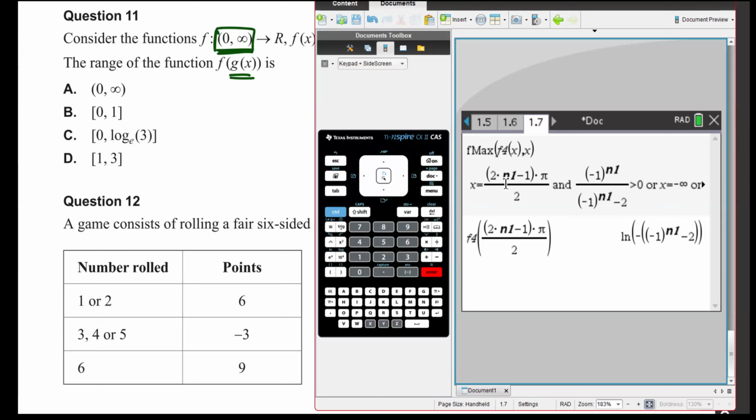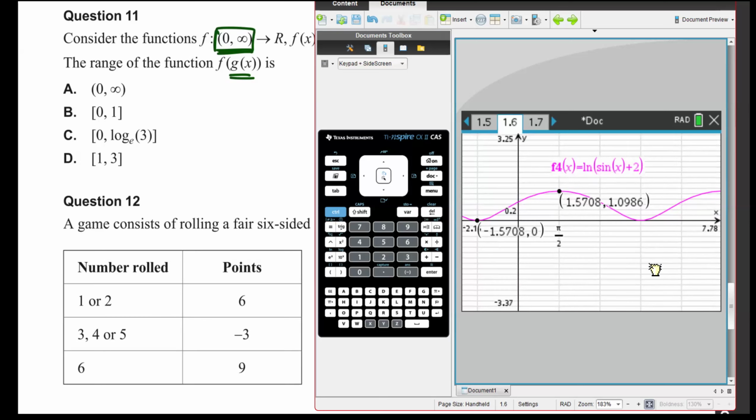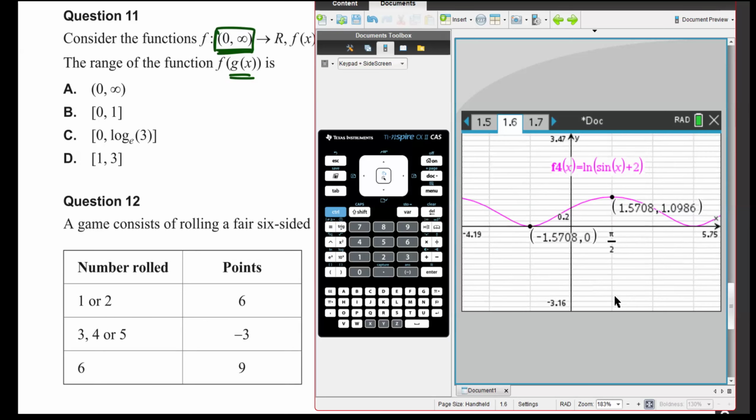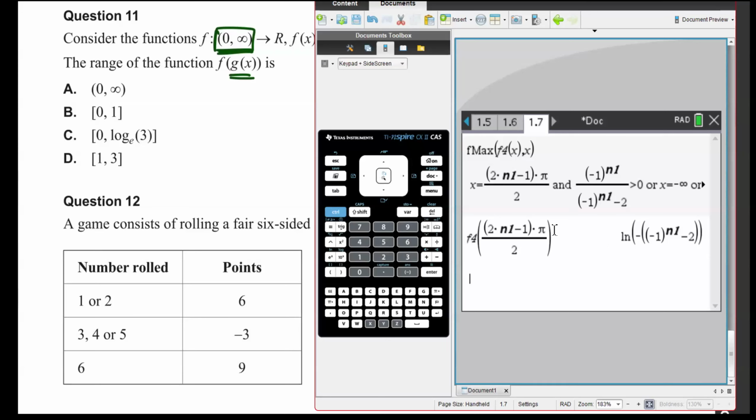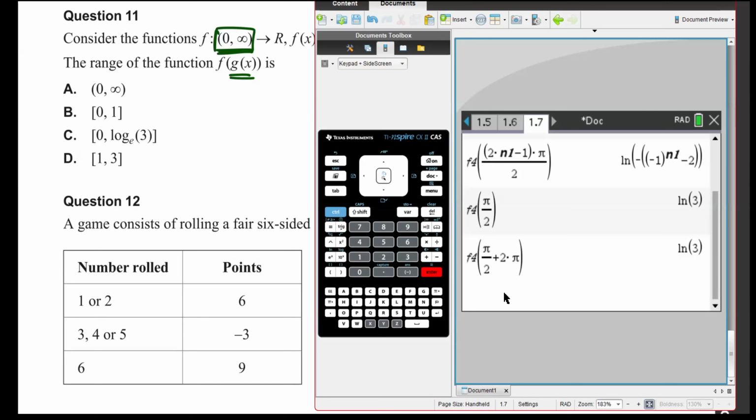But usually I would say this will give you, let's say, odd numbers, because you can only see that, let's say, here, etc., etc. So it's definitely natural log 3, okay? For example, if you sub in pi on 2, that's natural log 3. If you sub in, let's say, plus 2 pi, that's natural log 3, etc., etc.